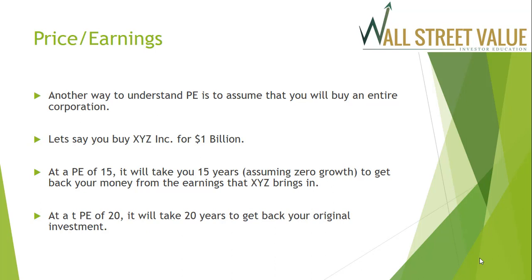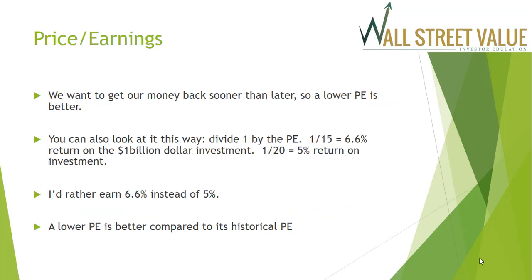So it's going to take us 15 years to get back your money from the earnings that XYZ is bringing in. At a PE of 20, it's going to take us 20 years to get back our original investment. We want to get our money back sooner rather than later, so a lower PE is better. And here's another way that we can look at it.